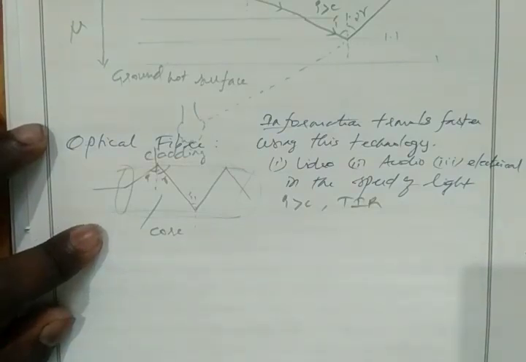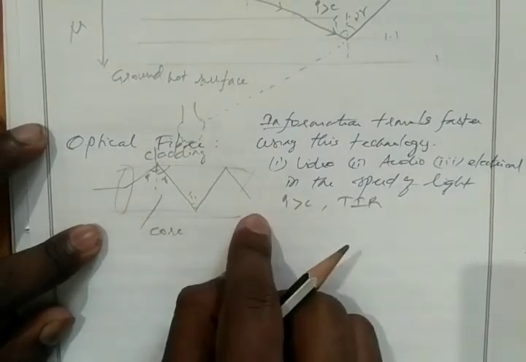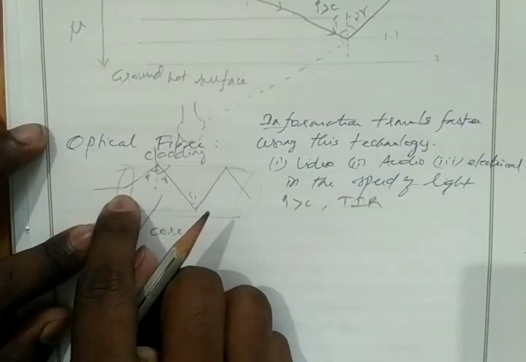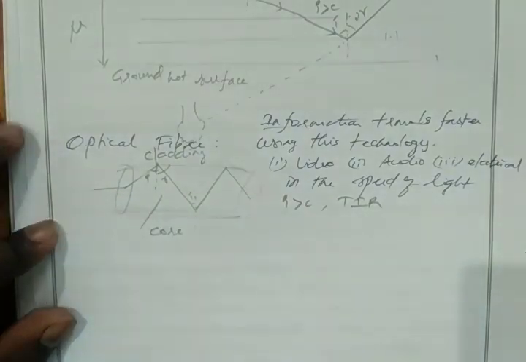Okay, so this is happening in optical fiber. So total internal reflection takes place, and the signal can be carried at the speed of light.